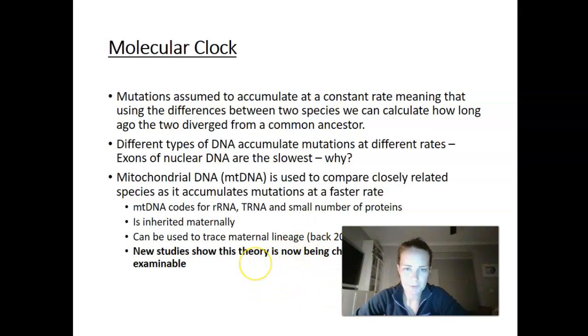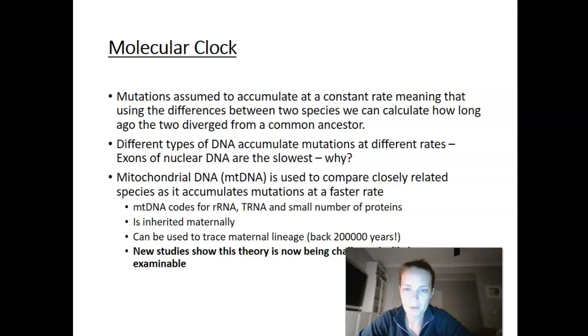Mitochondrial DNA seems to be the only place I've got it in the PowerPoint, so I better talk about it now. Mitochondrial DNA is commonly used as a molecular clock because it accumulates mutations at a faster rate than nuclear DNA. The reason being is that mitochondrial DNA doesn't have the repair mechanisms that nuclear DNA does, so mutations often slip through and are accumulated faster.